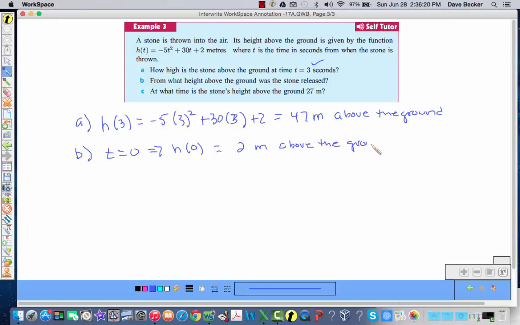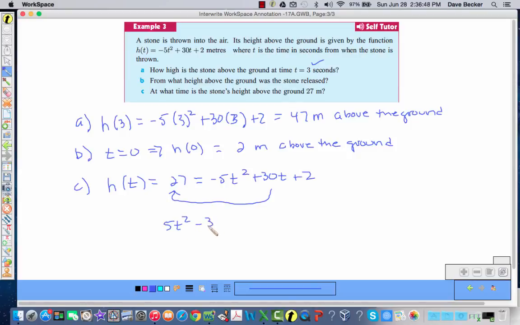And then finally, they want to know at what time the stone's height above the ground is 27 meters. So they're telling us that h of t is equal to 27. So that means negative 5t squared plus 30t plus 2 equals 27. I'm going to move everything to this side so I don't have to deal with a negative 5t squared. That gives me 5t squared minus 30t plus 25 equals 0.